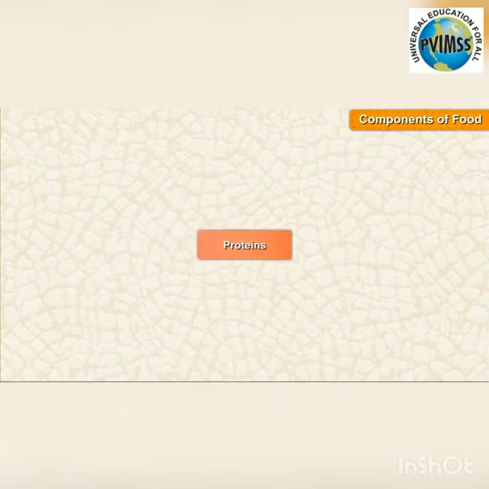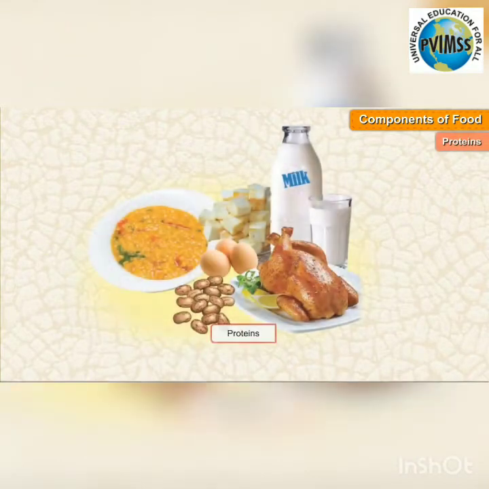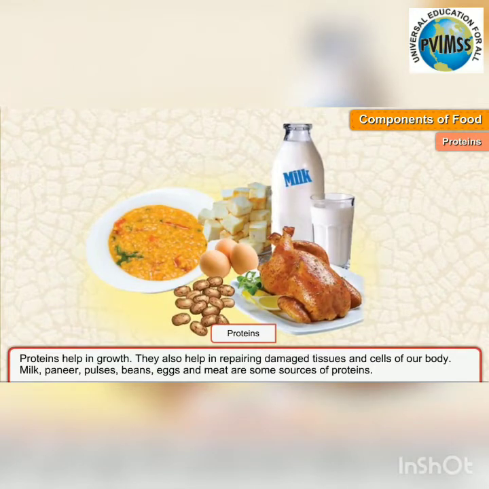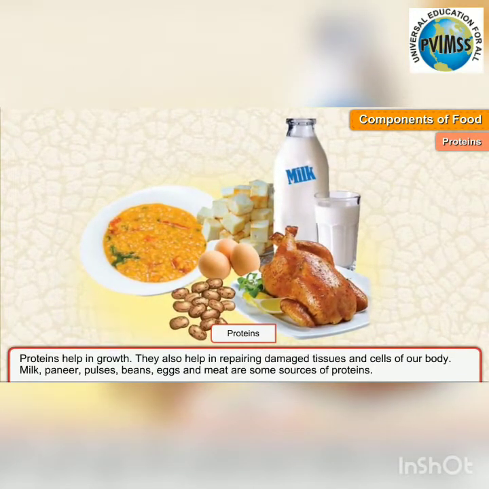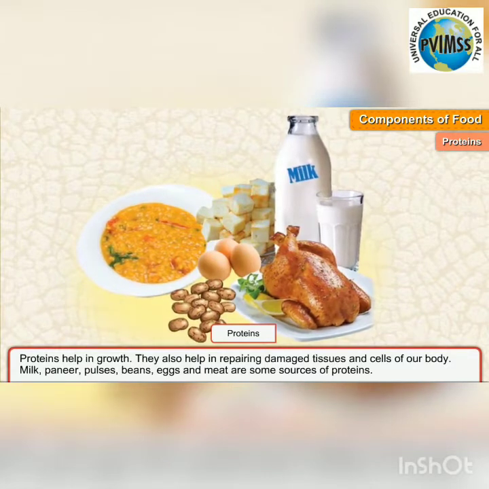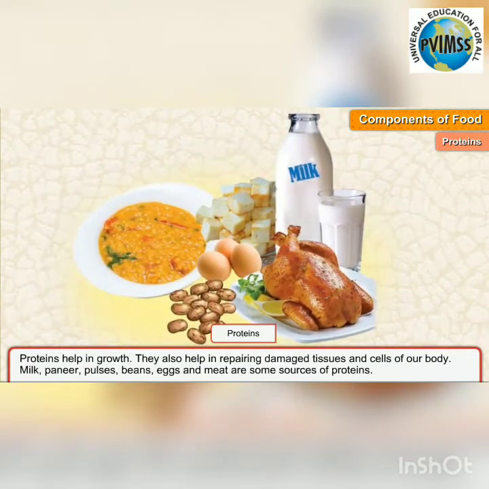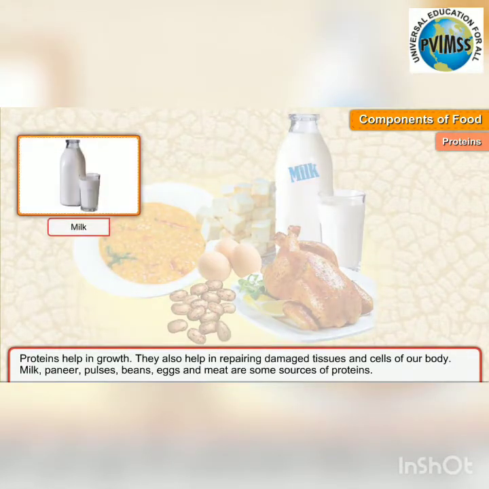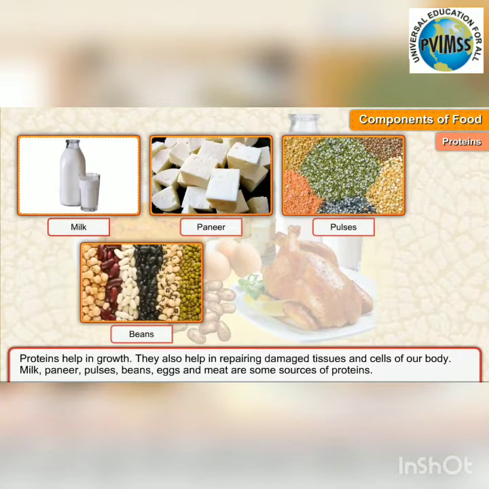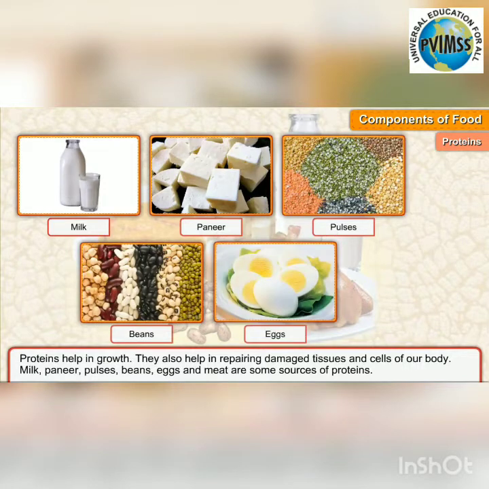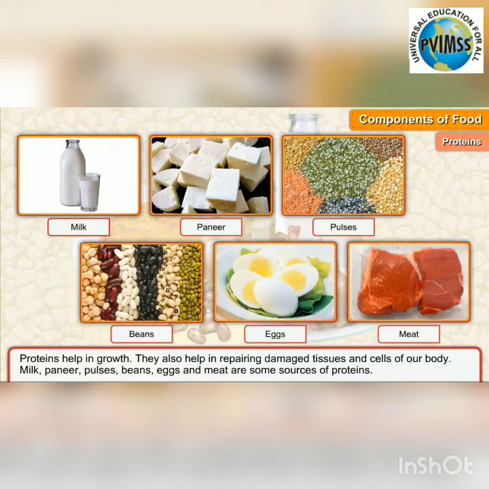Next is proteins. Proteins help in growth. They also help in repairing the damaged tissues and cells of our body. Milk, paneer, pulses, beans, eggs, and meat are some sources of proteins.